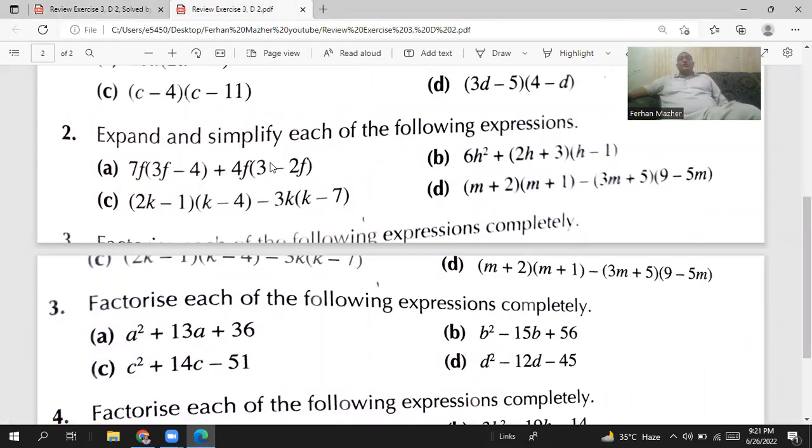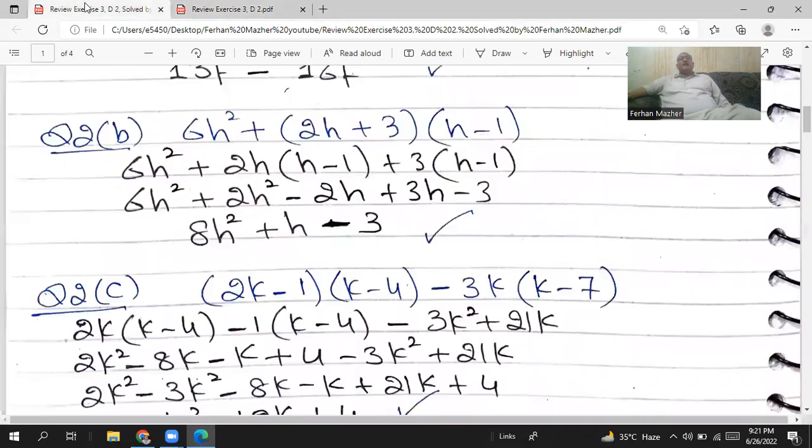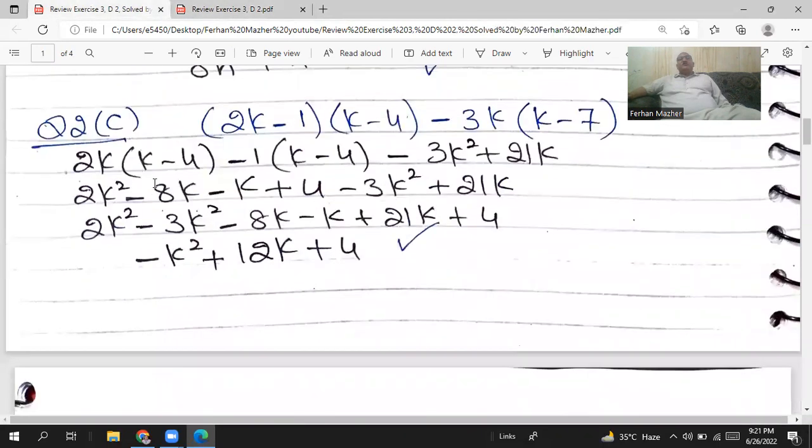Now, my dear students, we are on question number 2, the C part. Here we have these two brackets which will multiply with each other, and this minus 3k will multiply with this bracket, and then we will arrange the like terms together. So here 2k will multiply with the k minus 4, then minus 1 will multiply with the k minus 4, and this minus 3k will multiply with both the members of this bracket. So here you have 2k bracket k minus 4 bracket close minus 1 into k bracket k minus 4 bracket close minus 3k square plus 21k.